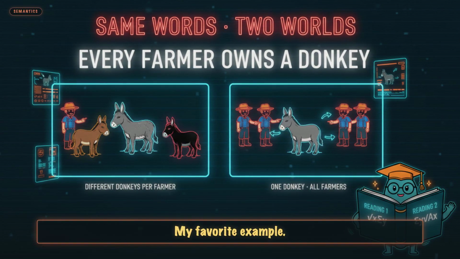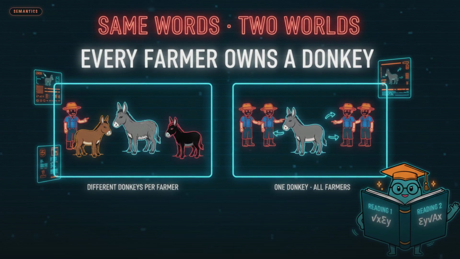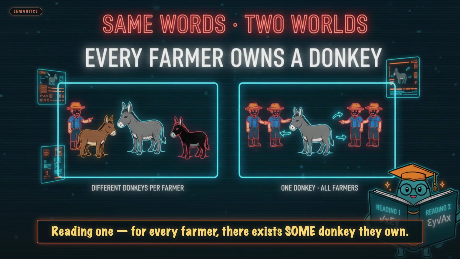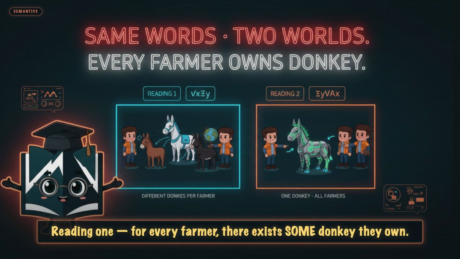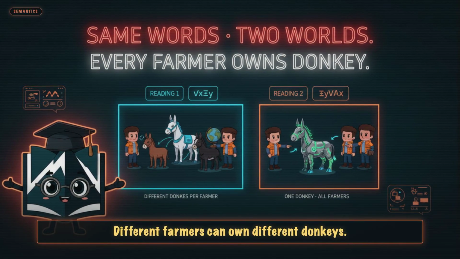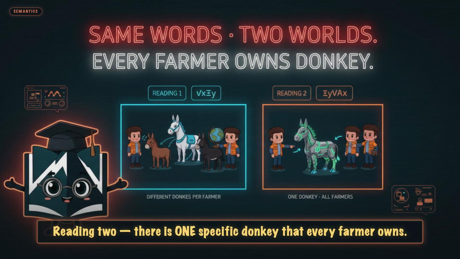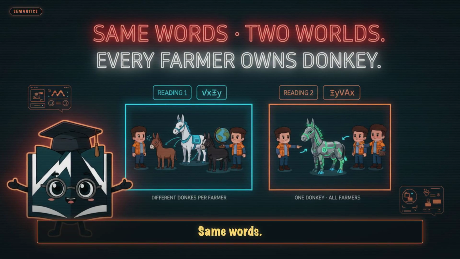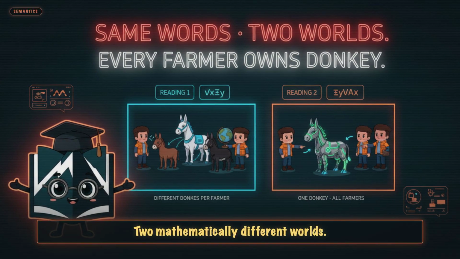My favorite example. Every farmer owns a donkey. Read it. It has 2 meanings. Reading 1. For every farmer, there exists some donkey they own. Different farmers can own different donkeys. Reading 2. There is one specific donkey that every farmer owns. Same words, 2 mathematically different worlds.